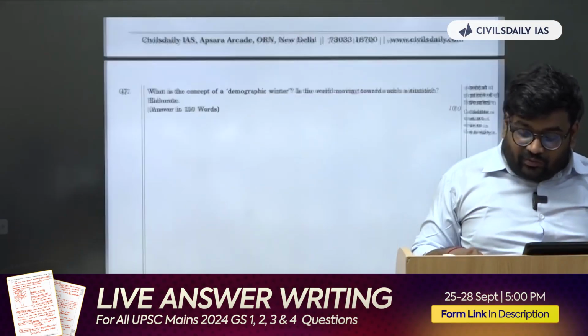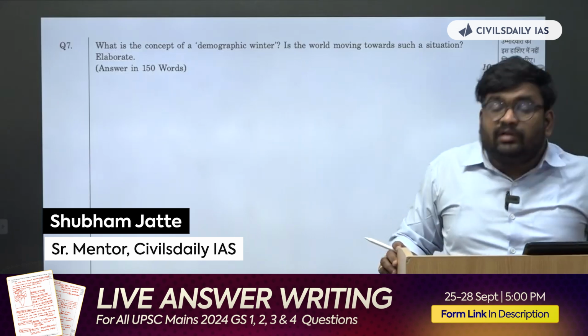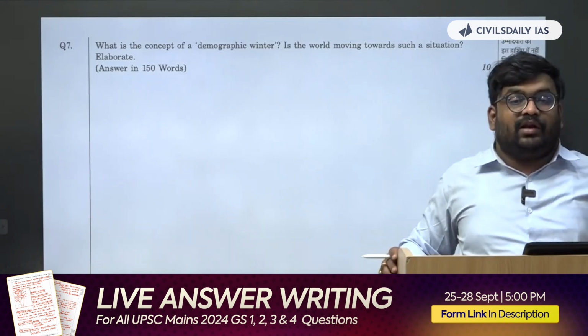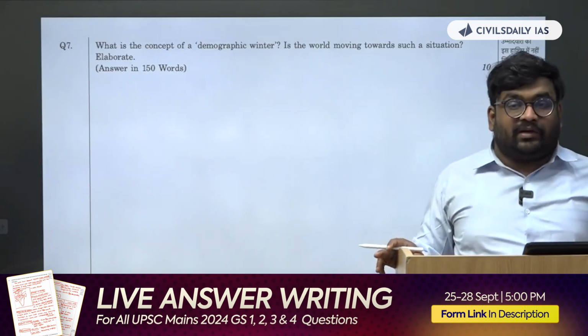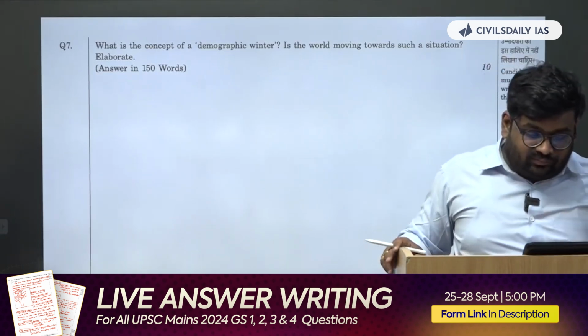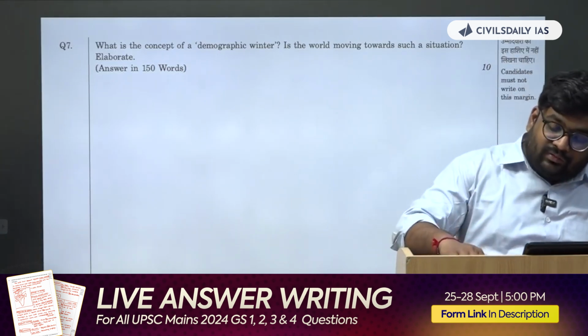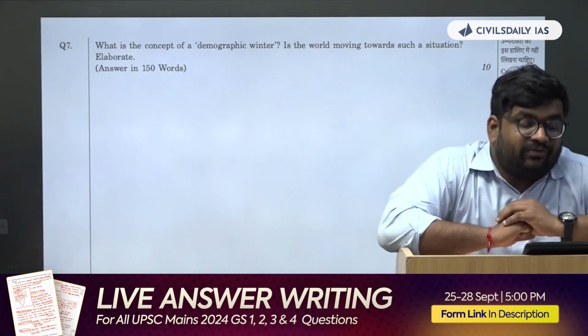What is the concept of the demographic winter? So again, it is very simple. Demographic winter is the reduction in the total fertility rate and increasing the life expectancy. Okay? So now, you won't write it in this way. So how will you prepare a definition?